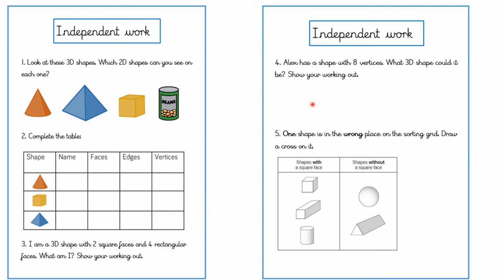Number 4, Alex has a shape with 8 vertices. What 3D shape could it be? Show your working out. And number 5, one shape is in the wrong place on the sorting grid. Draw a cross on it. On this side of the grid it says shapes with a square face. On this side it says shapes without a square face. So you need to look really closely at all of those 3D shapes, decide which one is in the wrong place. Okay, next I'm going to talk about your optional challenges for today.